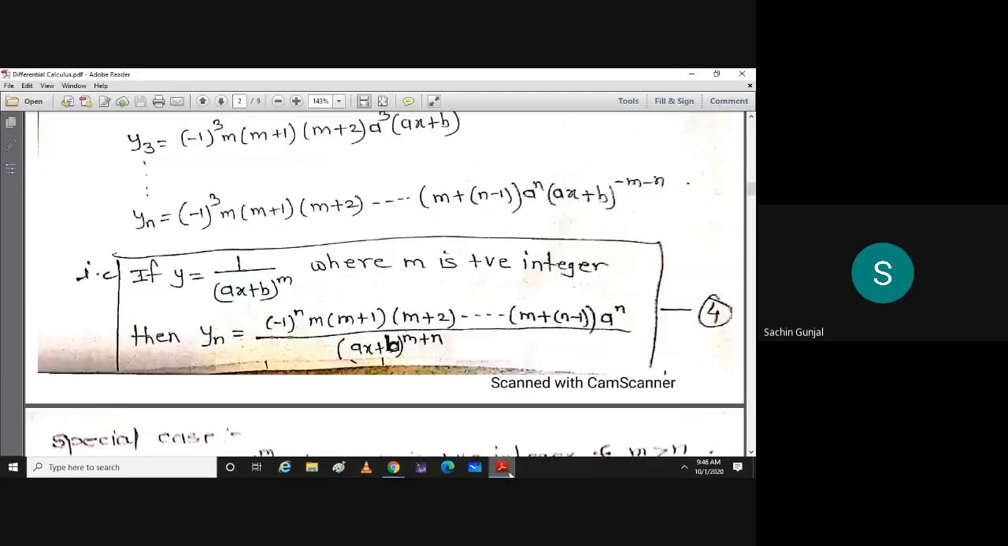Okay. Have you copied this? The nth derivative of the function like 1 upon ax plus b raised to m. By the way, how do you write this in terms of factorial if you want to write it? Anybody? Sir, m factorial upon n minus 1 factorial. No, sir, m factorial upon n plus 1 factorial. No. M plus 1 factorial.